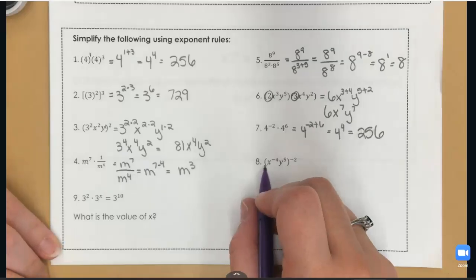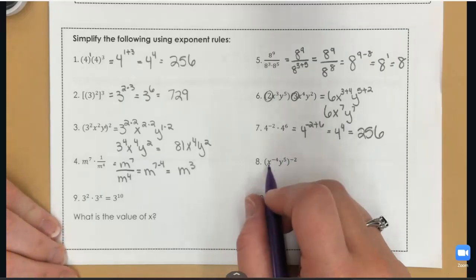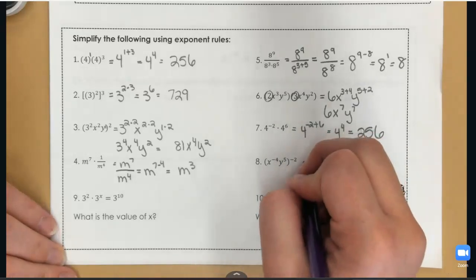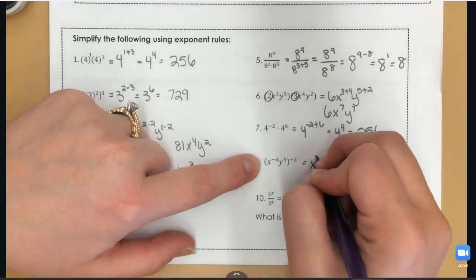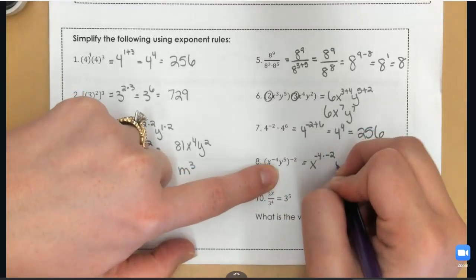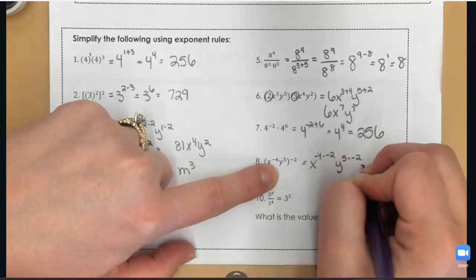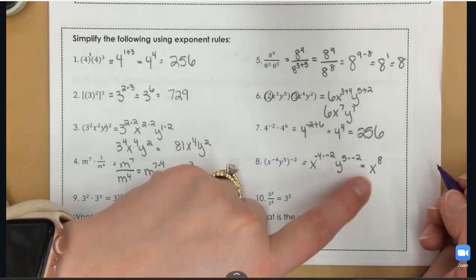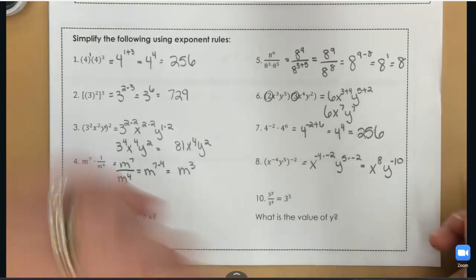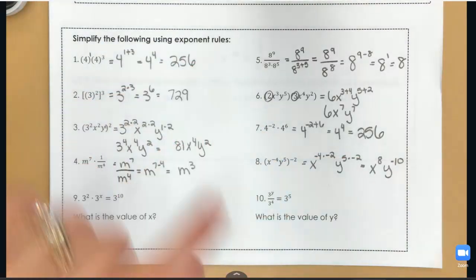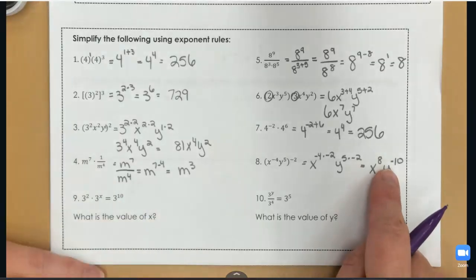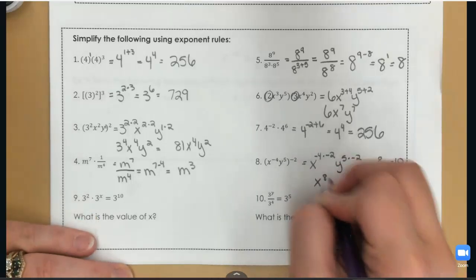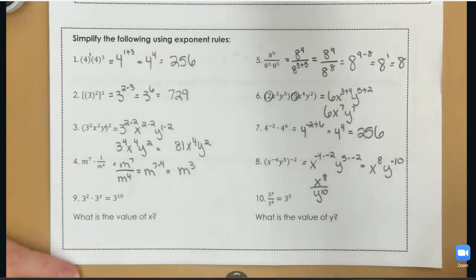All right, last one on 8. What I'm going to do first is distribute this power using my power of a product rule, and then I will take care of the negatives. So this is going to give us x to the negative 4 times the negative 2, and then y to the 5 times the negative 2. Negative 4 times negative 2 will give us x to the positive 8, and then 5 times negative 2 will give us y to the negative 10. So x has a positive power, I'm not worried about it, but the y has a negative. To fix that, I have to move it to the denominator, and my final answer will be x to the 8th over y to the 10th.